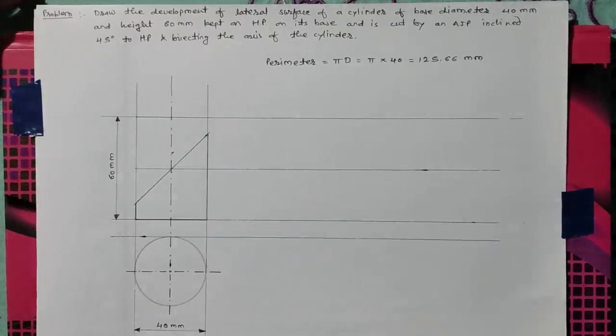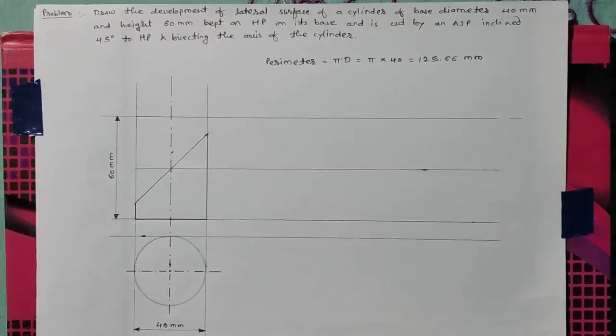We have to draw the development of lateral surface of cylinder of base diameter 40 mm and height 60 mm, kept on horizontal plane on its base. First we will draw this first condition. While drawing this, we have to draw first the top view of the cylinder. In top view of the cylinder there is a circle of diameter 40 mm. Take the radius of 20 mm in the compass and draw this circle.